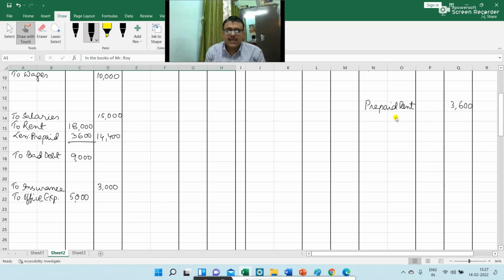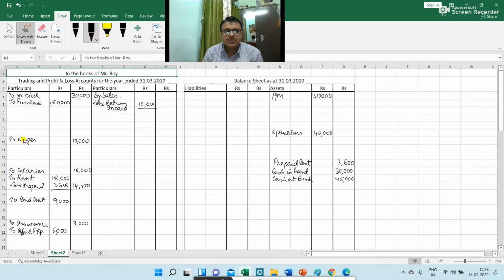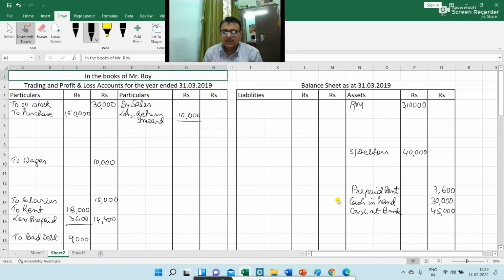Next is cash in hand. So in the balance sheet I am writing cash in hand and cash at bank. Cash in hand is given at rupees 30,000 and cash at bank 45,000. I have posted all the debit balances of the trial balance, either in the trading PL account or in the balance sheet. Next, coming to the credit side of the trial balance, the first item is capital.